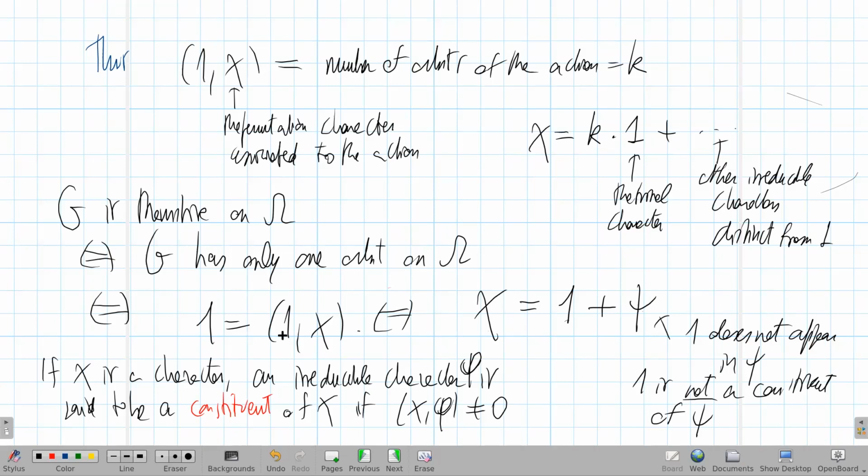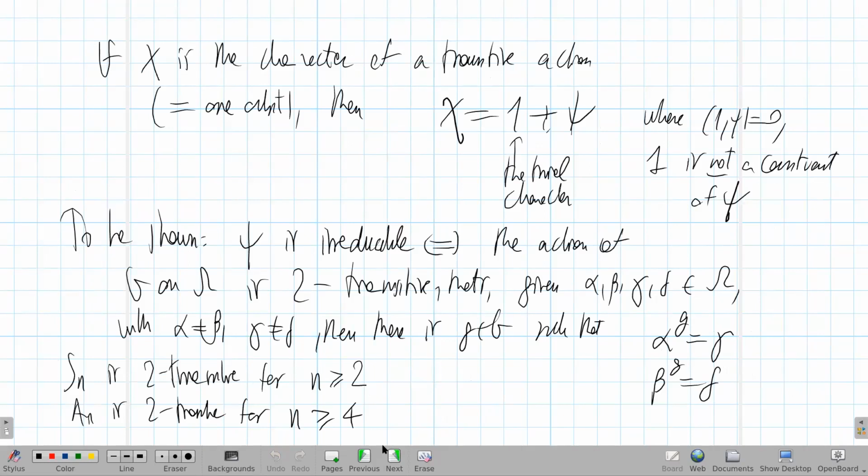And so if the number of orbits is one, the trivial character appears only once, and it does not appear here, okay? So one consequence of this is that this inner product is zero, because in psi you don't have any copies of the trivial character as a constituent, okay? Good. Yes, this is what I was writing here, okay? So chi is 1 plus psi, and the inner product of 1 with psi is 0. This will be important. 1 is not a constituent of psi.